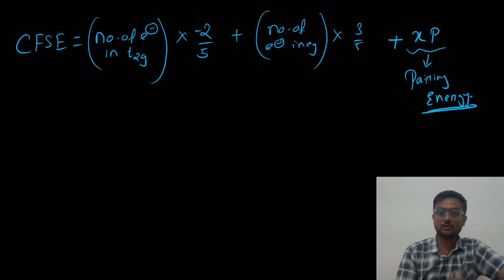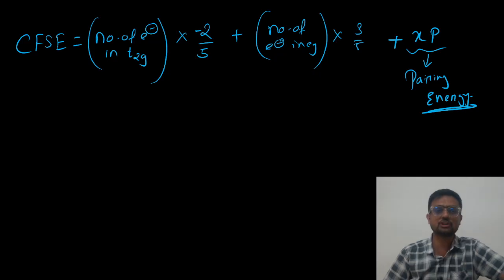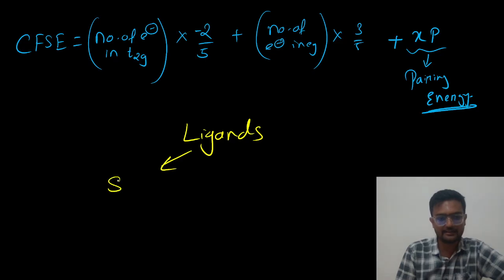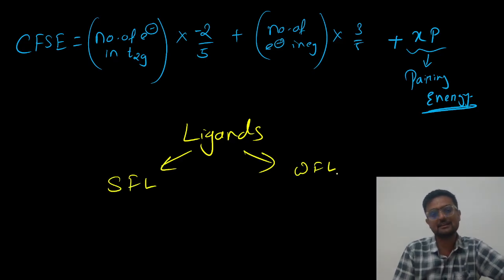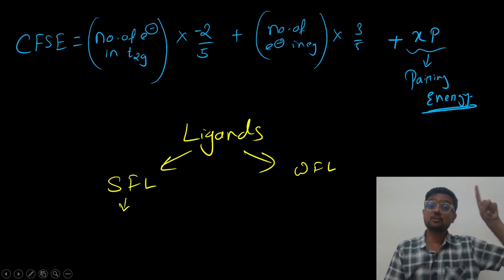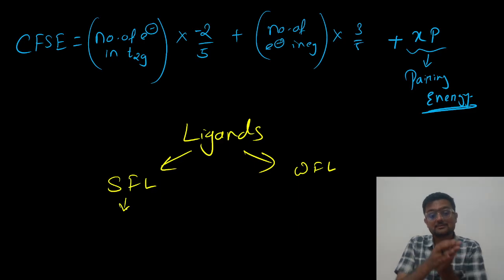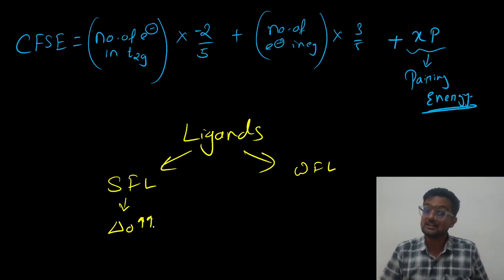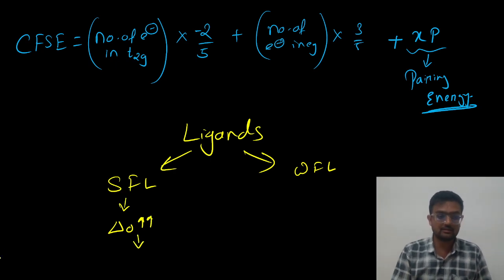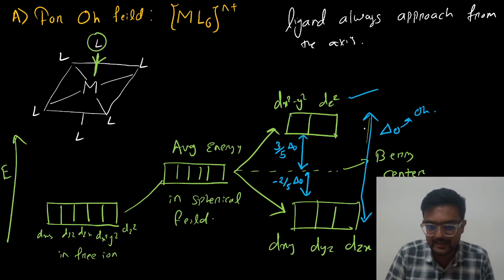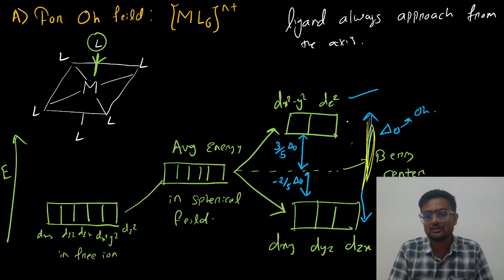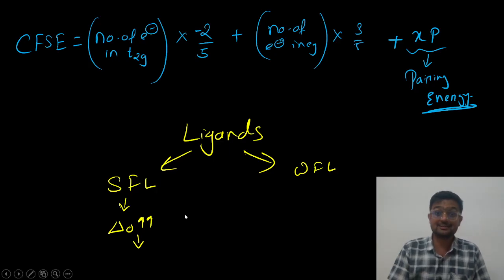So basically, if we talk about ligands, if you remember in VBT, we talked about two types of ligands. One was the strong field ligand, another was the weak field ligand. What is a strong field ligand? A strong field ligand is one in which the splitting is more. If the splitting is more, then delta naught will be very high. If delta naught is very high, meaning this gap is very large, can an electron go from the t2g orbital to the eg orbital easily? No, because the energy gap is large.